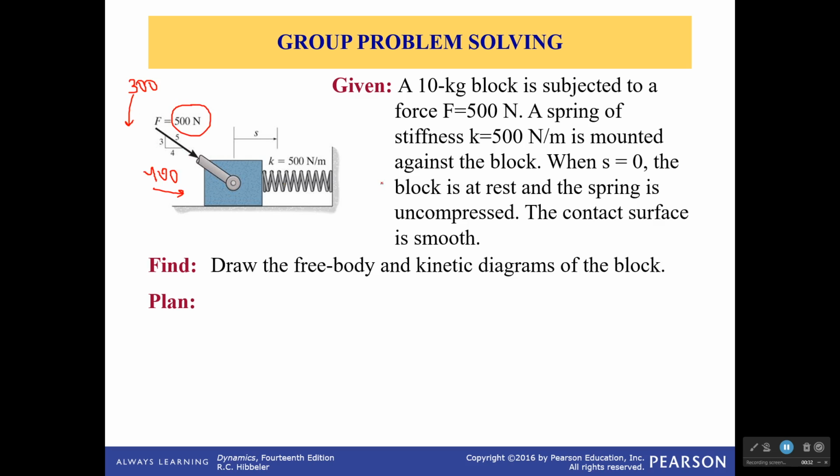Then we have a stiffness of 500 newtons per meter in my nice little spring. Now when S is equal to 0, the block is currently at rest and the spring is uncompressed, okay? And the contact surface is smooth, which means there's no friction. It says draw the free body diagram of the block. Well, we know initially there's no force pushing back, so all that force is going to be pushing to the right. And, what you know, I'm giving you the answer.